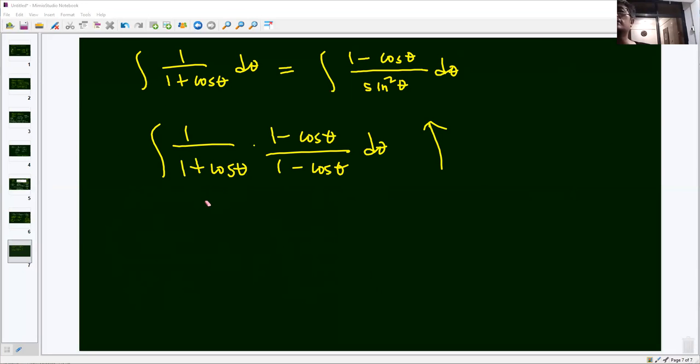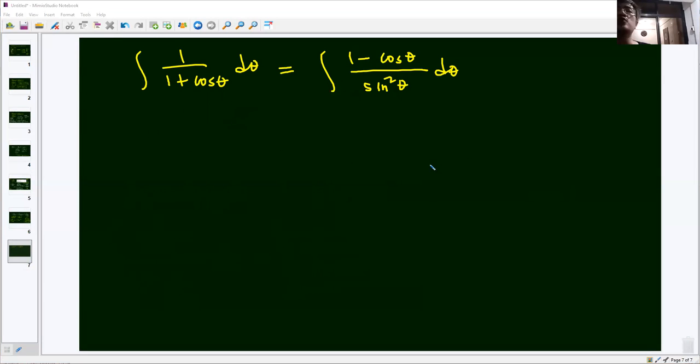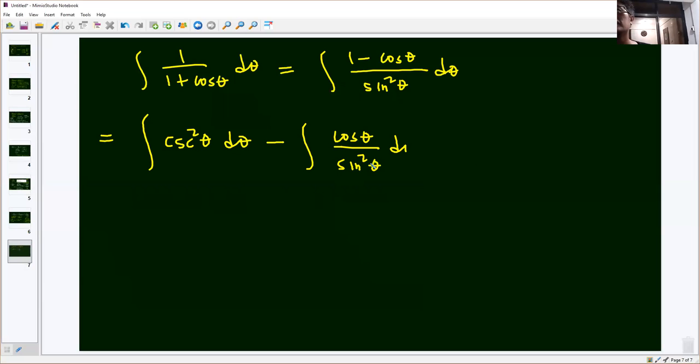Now, look. What will happen, I noticed, kaya ako una kong inisip, is that I can split my fraction into 1 over sine squared, and you know that is cosecant squared d theta, and minus cos theta over sine squared d theta. Why? Because alam ko may integrable na si cosecant squared. Ano ang integral ng cosecant squared? Anyone? What's the integral of cosecant squared? Negative cot. Yes, negative cot. Ito na lang problema ko.